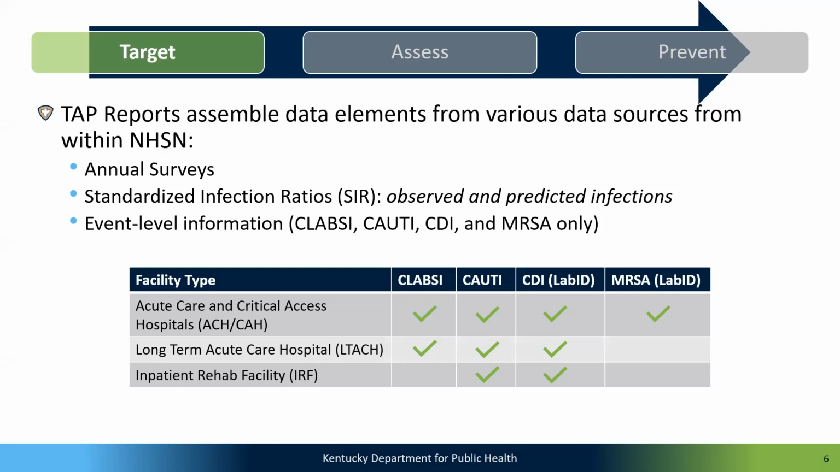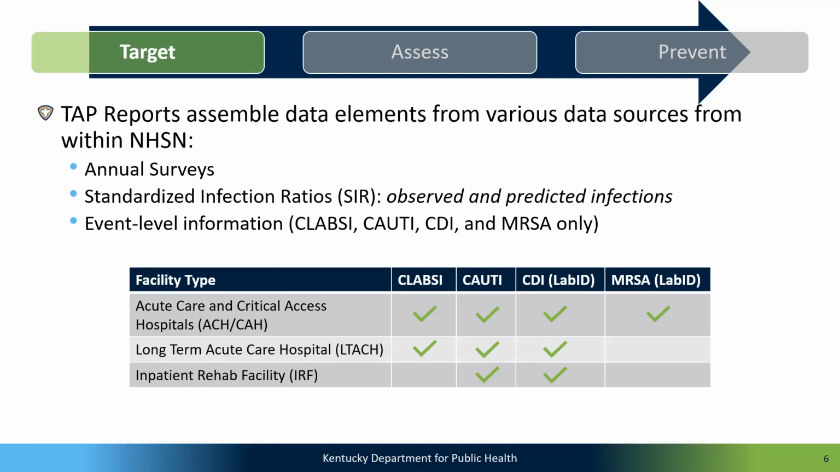To gain insight into specific HAIs, TAP reports integrate event-level data, such as for CLABSI, CAUTI, CDI, and MRSA lab ID events. For example, looking at the pathogens reported for CLABSI and CAUTI.